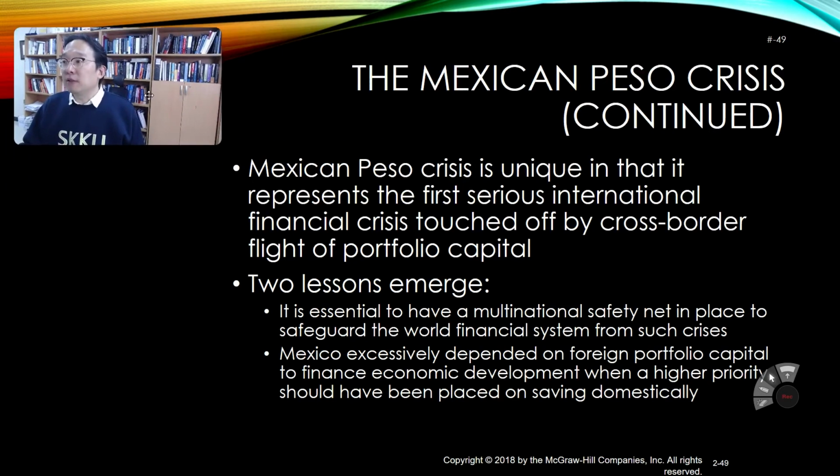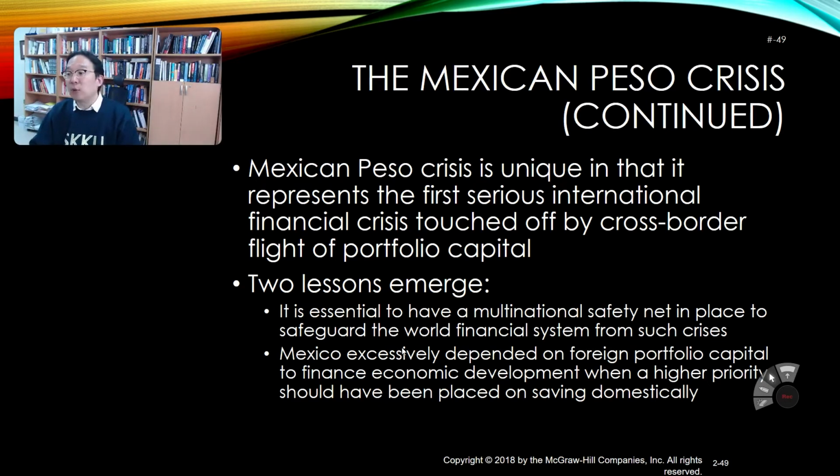Now, the Mexican peso crisis is unique in that it represents the first serious international financial crisis touched off by cross-border flight of portfolio capital. I told you, before versus after NAFTA, access to international portfolio capital, hedge funds, hot monies and all these kinds of things caused this kind of crisis. And two lessons that we can learn: it's essential to have a multinational safety net in place to safeguard the world financial system from such crises.